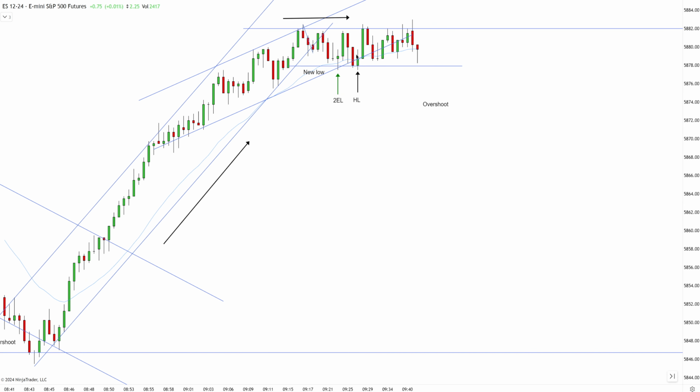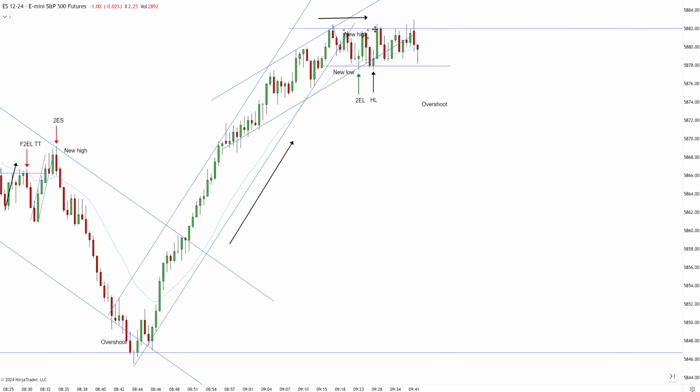Now all of these scalps ended up working. As you can see, breaking new high, uptrend played out. So both second entry long and high-low worked. Breaking new high for all channels. The spike in the channel, the steeper channel.